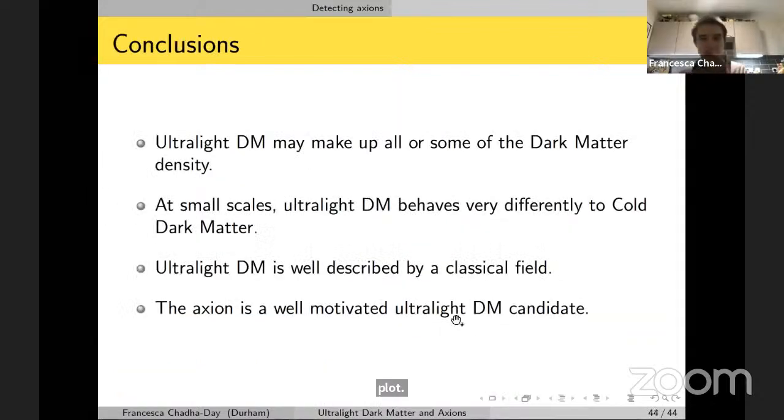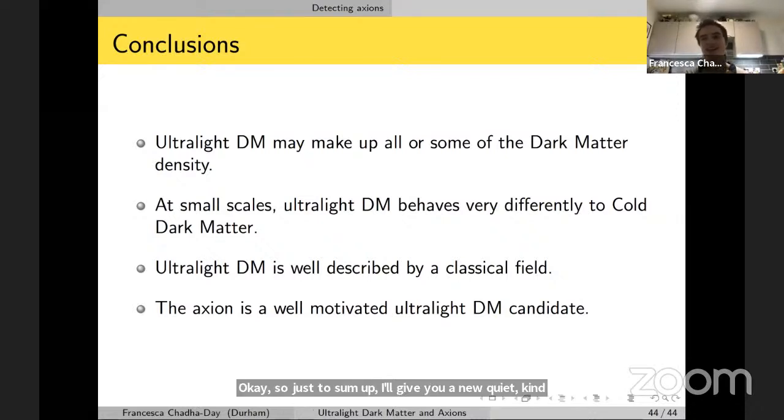Okay, so just to sum up, I've given you quite a whistle-stop tour of ultralight and axion dark matter, which hopefully gave you a flavour of all the exciting research directions that are going on in this field. The takeaways are really that ultralight dark matter could make up all or some of the dark matter density. And at small scales, ultralight dark matter behaves very differently to the kind of heavier cold dark matter that we might initially think of, so to a weakly interacting massive particle or WIMP dark matter, for example.